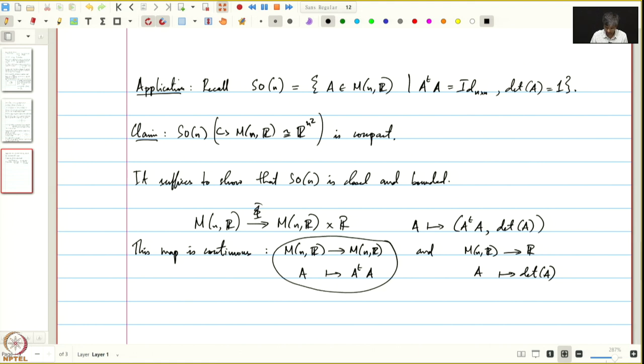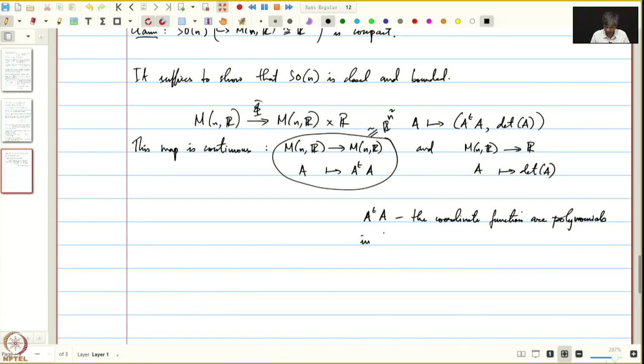Let's look at this map over here. Once again, M_n(R) is identified with R^(n^2) with the product topology. So to say that this map is continuous, it's enough to say that each of the coordinate functions is continuous. But once again, when we look at A transpose A, the coordinate functions are polynomials in the entries of A. So thus, A goes to A transpose A is continuous. This shows that phi is continuous.